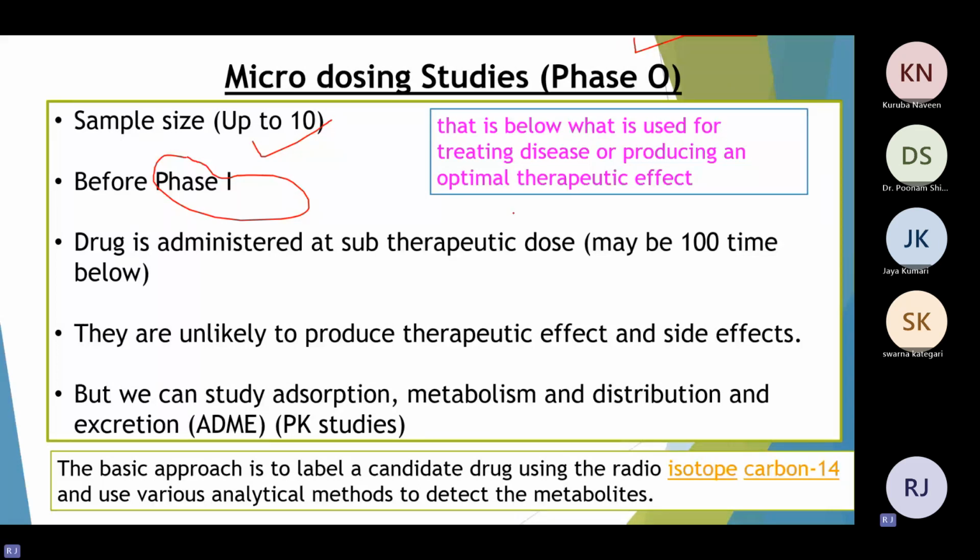So what happens in phase 0? Drug is administered at subtherapeutic dose. Now you will ask, what is subtherapeutic dose? So with the term itself, you can understand here. The dose which is not going to cause any therapeutic effect, means it is not going to cure anything.